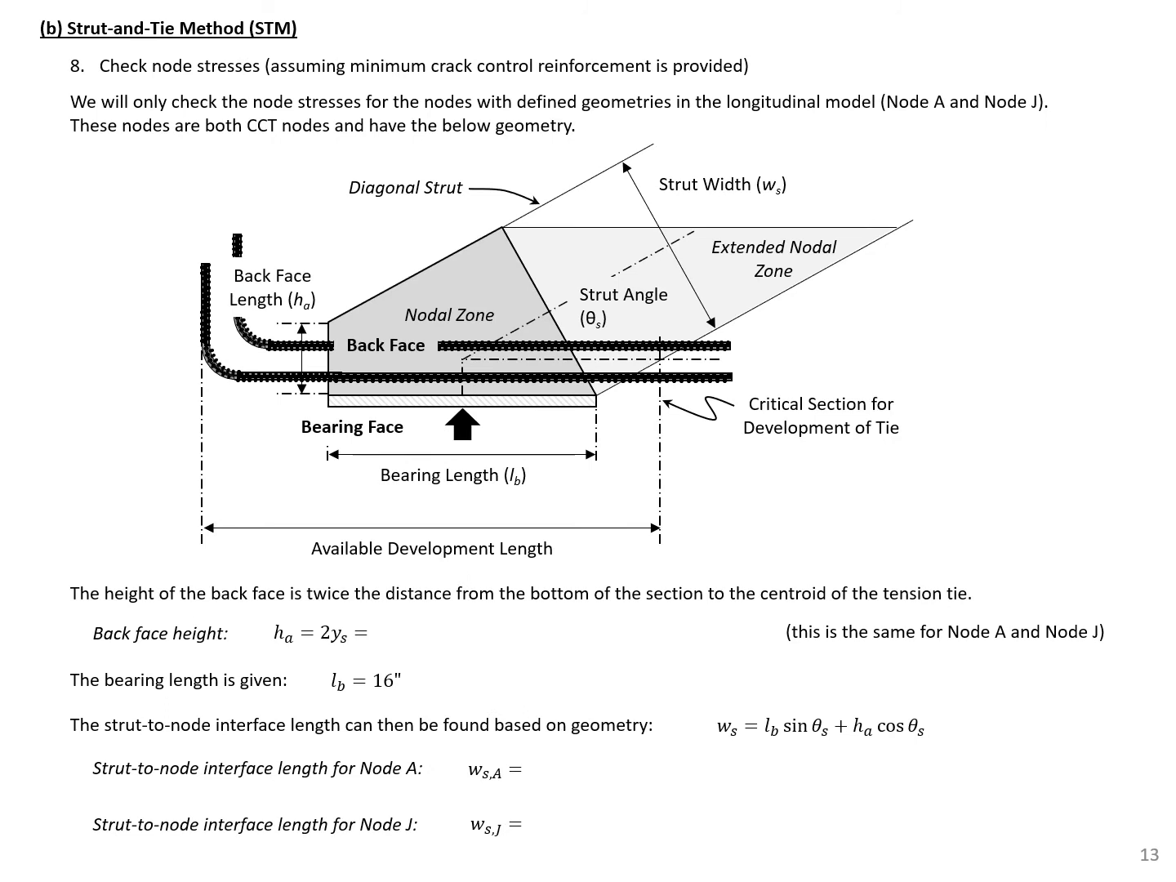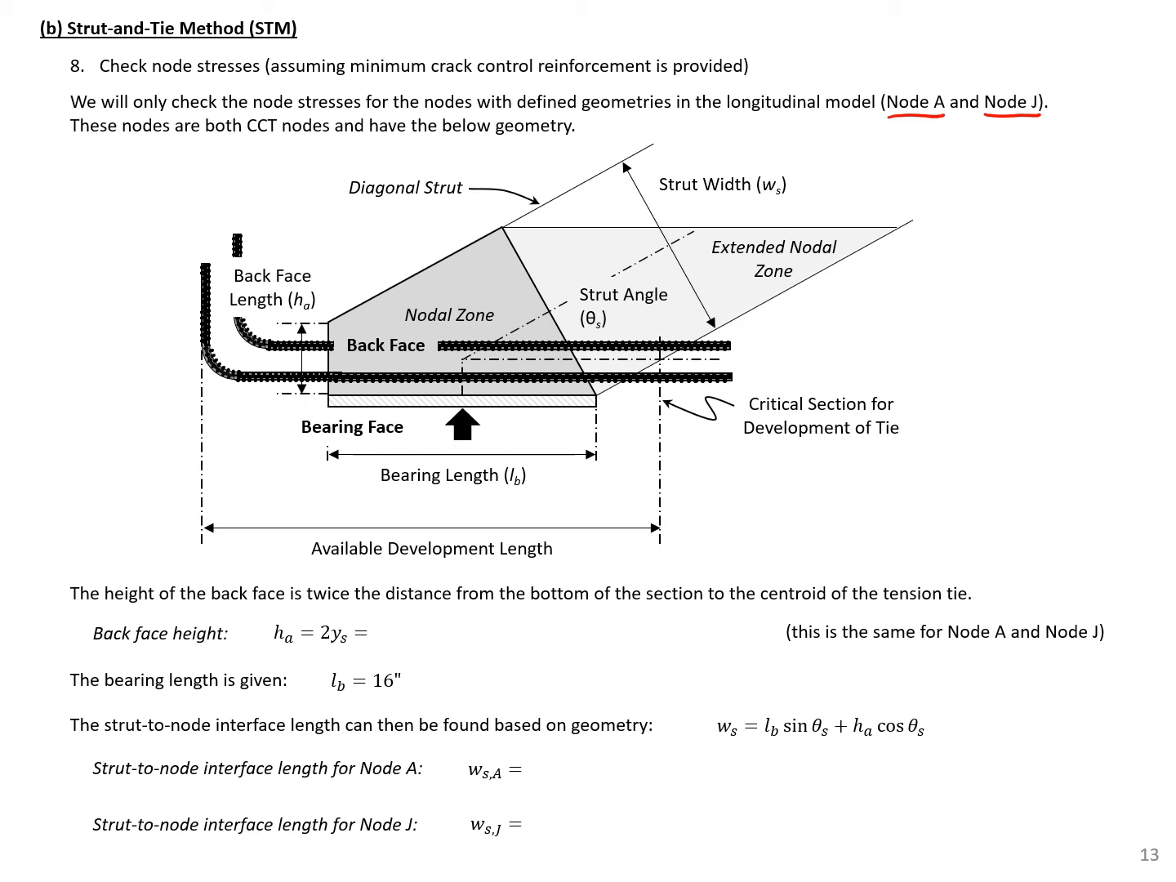Our next step is to check all of our node stresses. We're going to need to check the node stresses for our nodes with defined geometries. So in our model, that's only going to be node A and node J. If we did the cross-section models as well, then we would also need to check the load points on our ledges, but we're only going to check the stresses in nodes A and J.